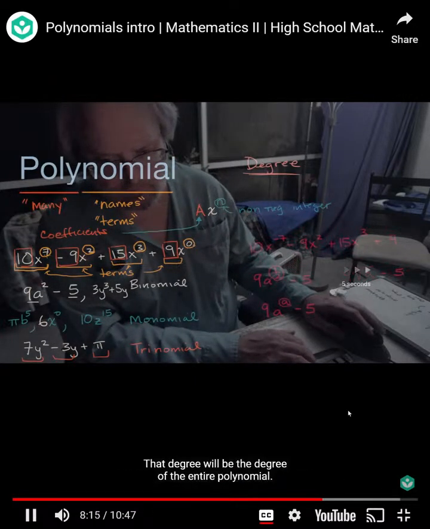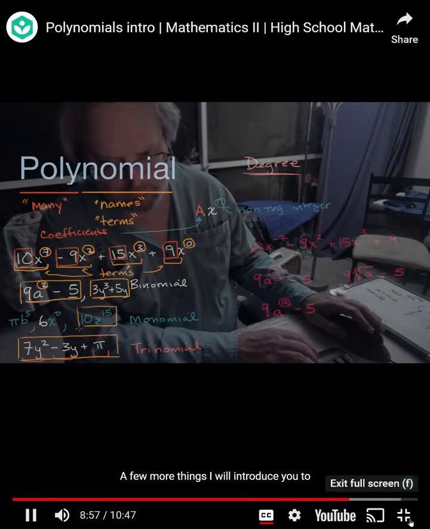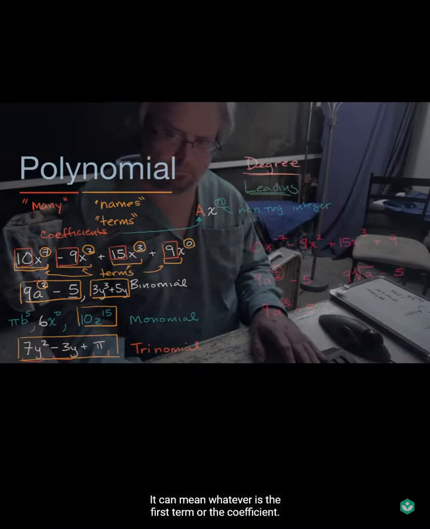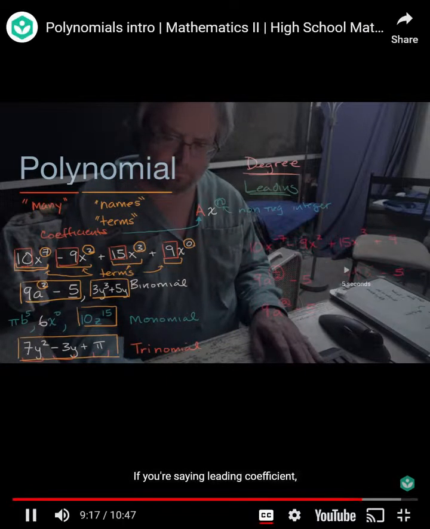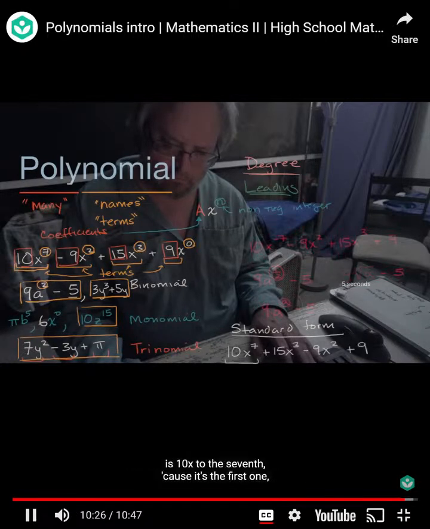What will be the degree of the polynomial? Degree 5. A few more things I will write down. Standard form usually means the highest degree term comes first, followed by the coefficients in descending order of degree.